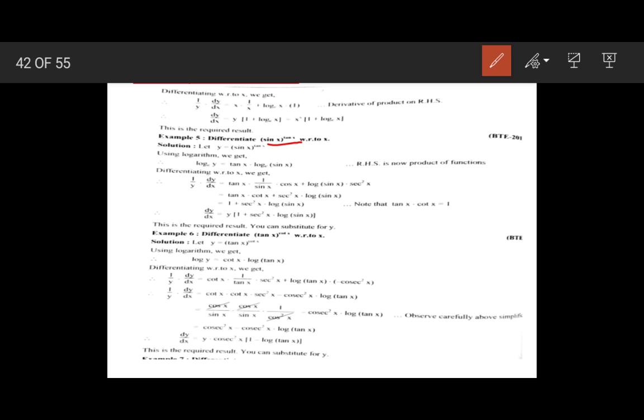So here y is sin x raised to 10x. So that means function sin x is a function raised to 10x. Now again 10x is a function. So it is in the form of function raised to function. Okay. So now we'll take log on both the sides. So we get log y, that is equal to 10x into log sin x.